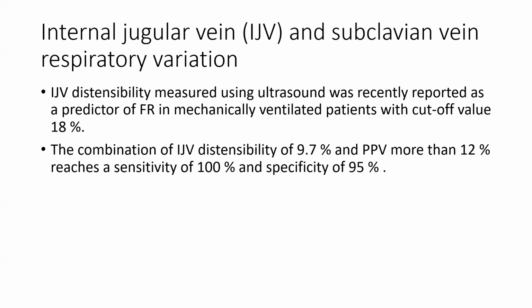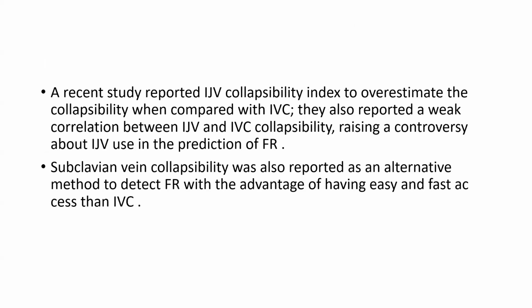Now, internal jugular vein and subclavian vein respiratory variation. IJV distensibility measured using ultrasound was recently reported as a predictor of fluid responsiveness in mechanically ventilated patients with a cutoff value of 18%. The combination of IJV distensibility of 9.7% and positive pressure pulse pressure variation of more than 12% reaches a sensitivity of 100% and specificity of 95%.